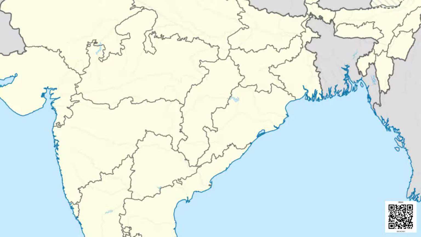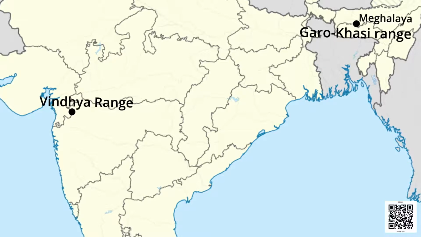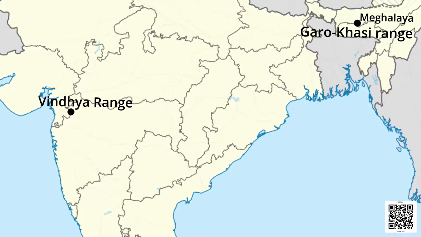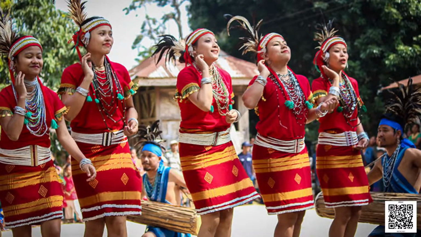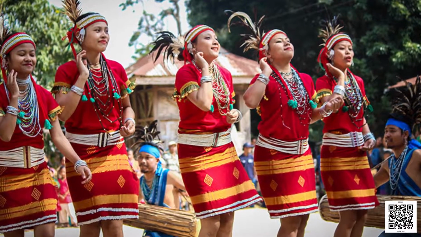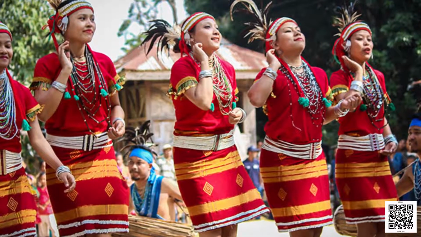Let's see the Garo Hills. Garo Khasi Range in Meghalaya. The capital of Meghalaya is Shillong. They are inhabited mainly by tribal dwellers, the majority of whom are Garo people. These were some of the other areas where agriculture developed.